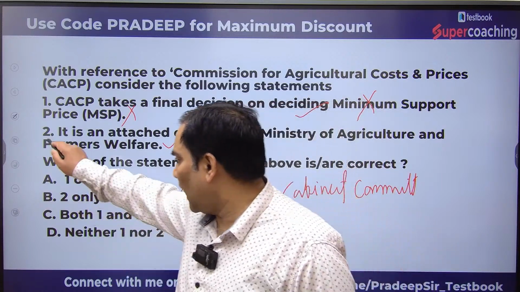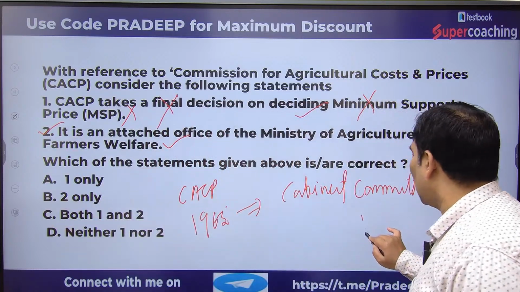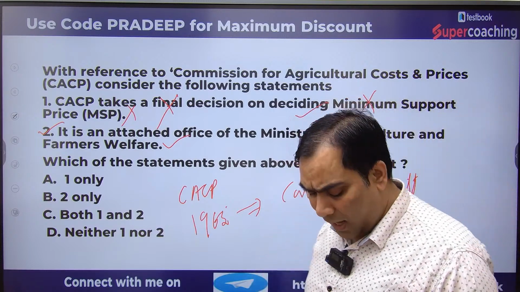That's why the second statement is correct, whereas the first statement is wrong. That's why the right answer will be B only.